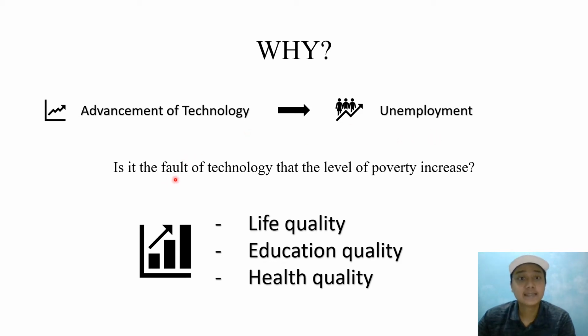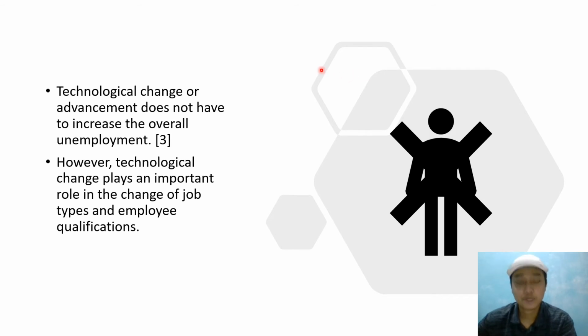Therefore, is it the fault of technology that the level of poverty increased? The answer is no. Why? Because technology helps humans to get a better life quality, education quality, health quality, and etc. that ideally should overcome the problem of poverty. So, whose fault is this? The answer is it is the fault of the human resources.